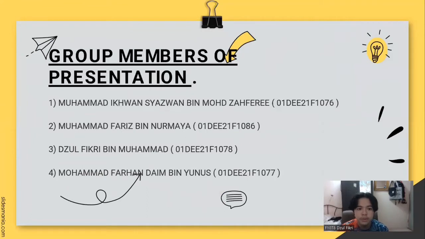This is our group member for presentation. We start with Muhammad Ikhwan Shazwan bin Muhammad Zafri, F1076, Muhammad Fariz bin Nurmaya, F1086, Zulfikri bin Muhammad, F1078, and lastly Muhammad Farhan bin Yunus, F1077.